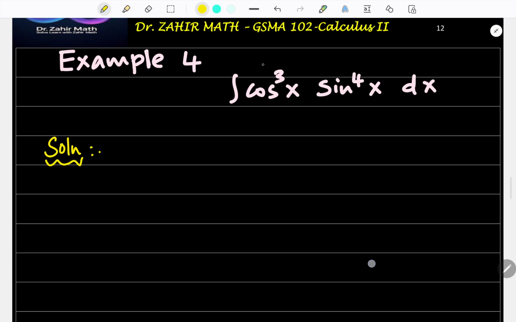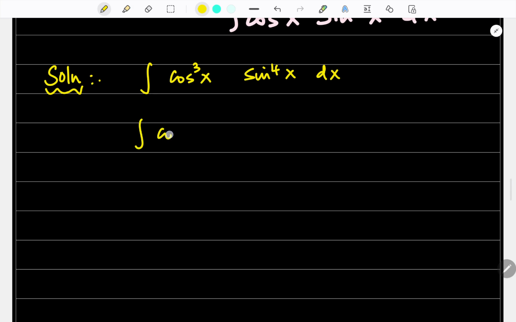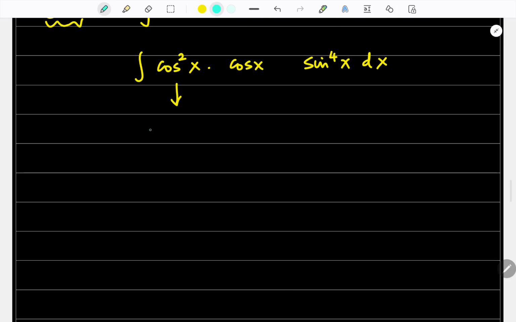Look at the question. What type of number is it? 3. This is the odd power, right? What type of number is this? This is even. So I told you, always touch the odd power. So what I'm going to write: this cos³x and sin⁴x dx. I'm going to write cos³x as cos²x multiplied by cos x, and then sin⁴x dx. After that, cos²x you are converting as what? 1 minus sin²x. Okay, right. So this is the integral of (1 minus sin²x) cos x sin⁴x dx. Clear?